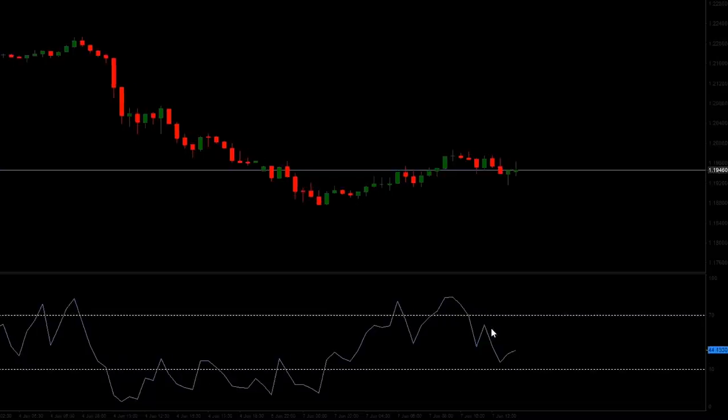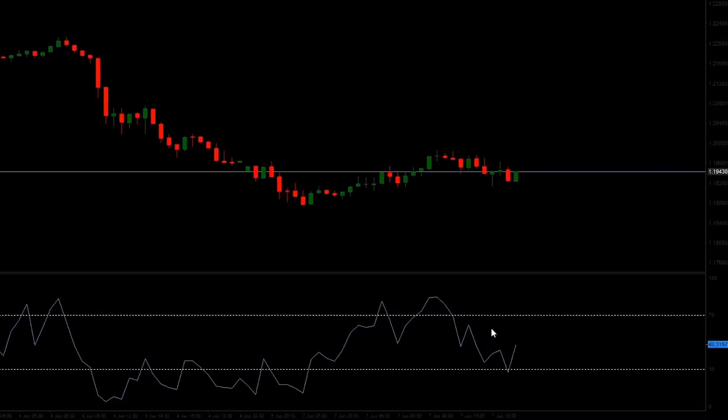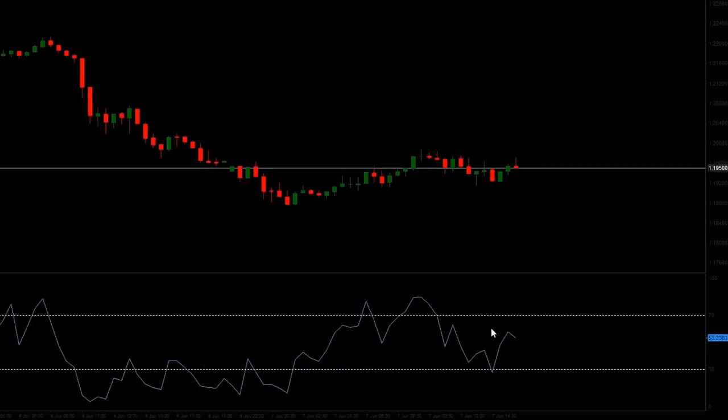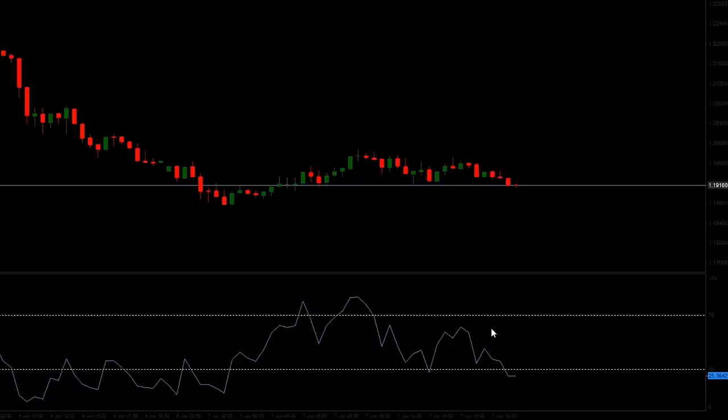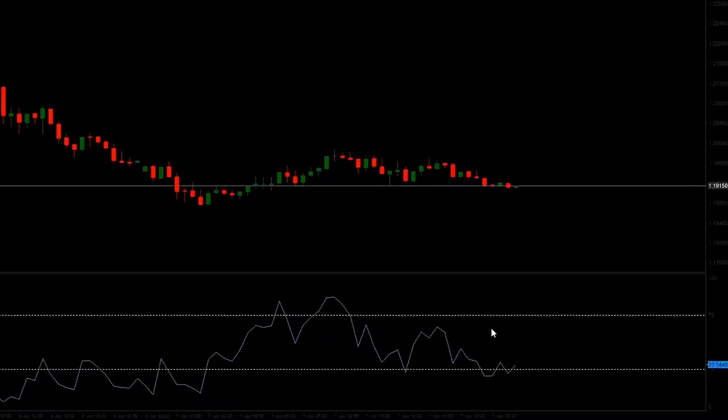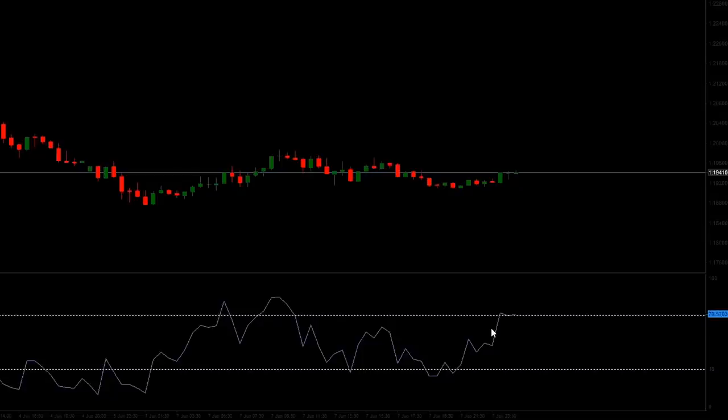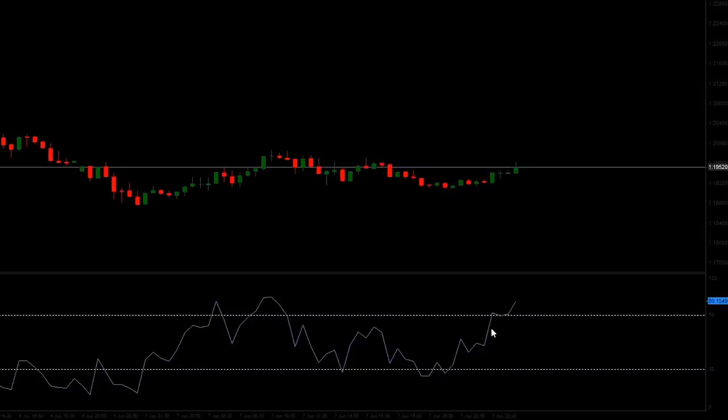Okay, the market does indeed move back down, and then we've now gone into the oversold and going up through the 30 gives us a potential buy there. Okay, we've gone back down through again, and indeed up it goes through again. You can see there's pips to be had in there.